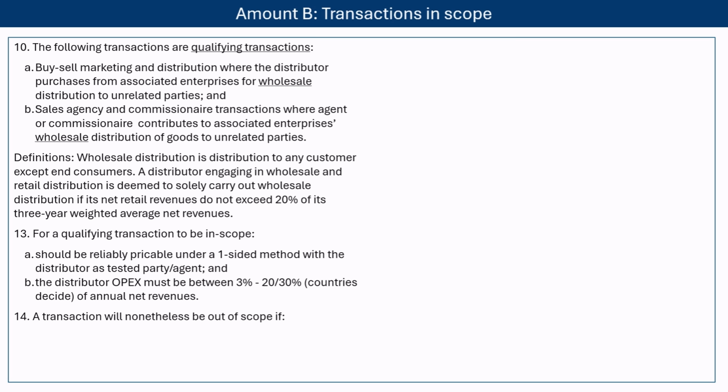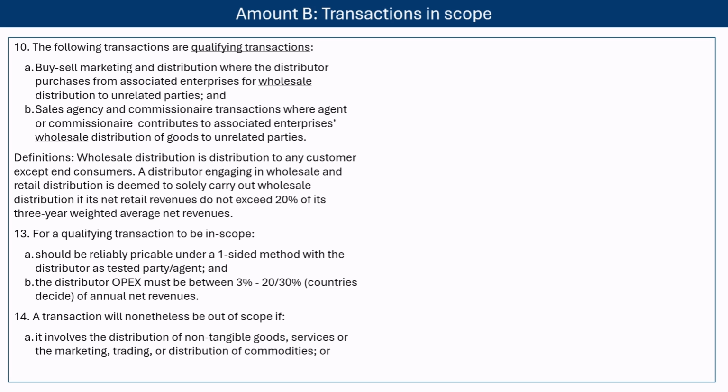Paragraph 14, a transaction will nonetheless be out of scope. So even if you pass the first 2 gateways, if 1, it involves the distribution of non-tangible goods, so it's only for tangibles, services, or the marketing, trading, or distribution of commodities. And the underlying idea reading the text about commodities here is that commodities have public prices. We don't need to have a benchmark for the margin of the distributor. I think that is unnecessarily narrow in this particular case, because you still have a distributor, but the OECD is correct in saying, if you have CUPs, you have to apply your CUPs.